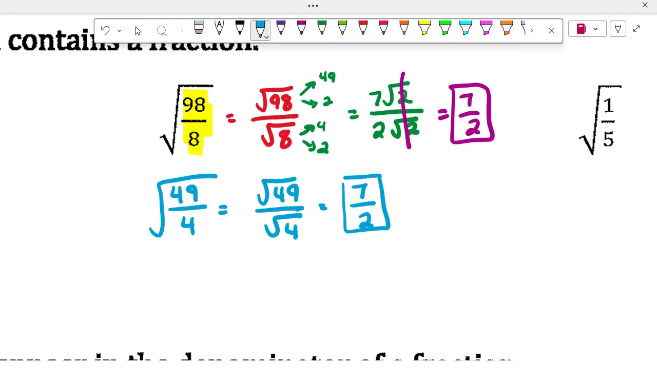So, it doesn't matter which method you do. You can either do this one or this one. So this is method 1, method 2. Doesn't matter as long as you can clearly get an answer. All right?